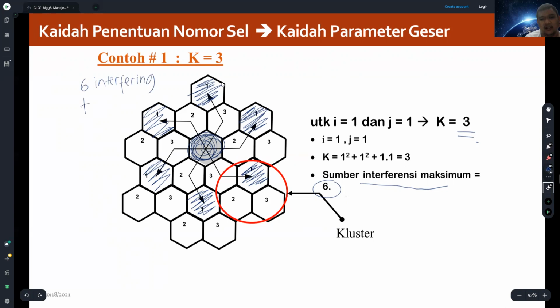Six interfering towers: 1, 2, 3, 4, 5, 6. If we look within this cluster of 6, there is no adjacent tower from each other. However, this 6 is also still producing interference to the initial tower.